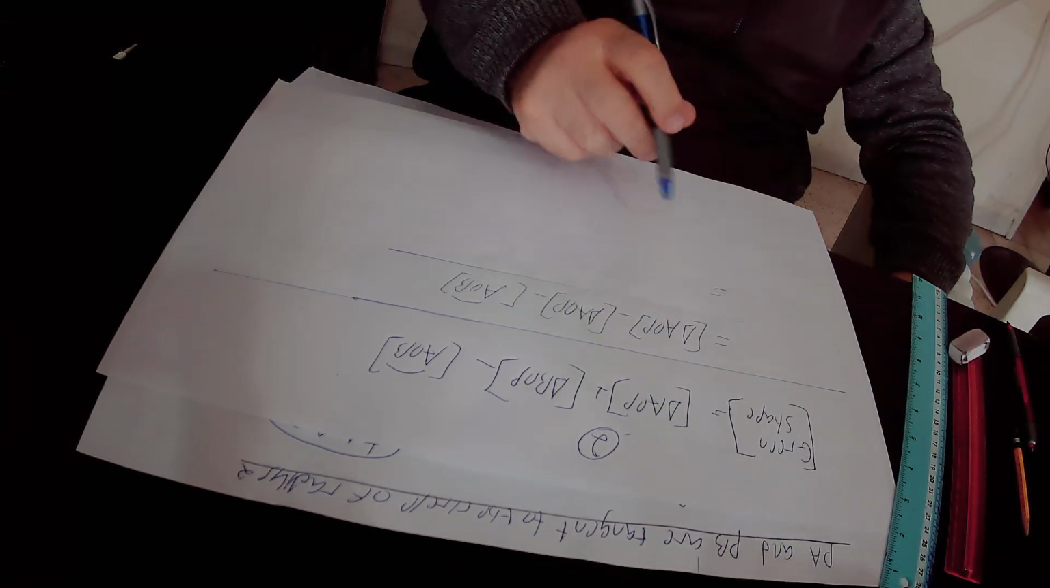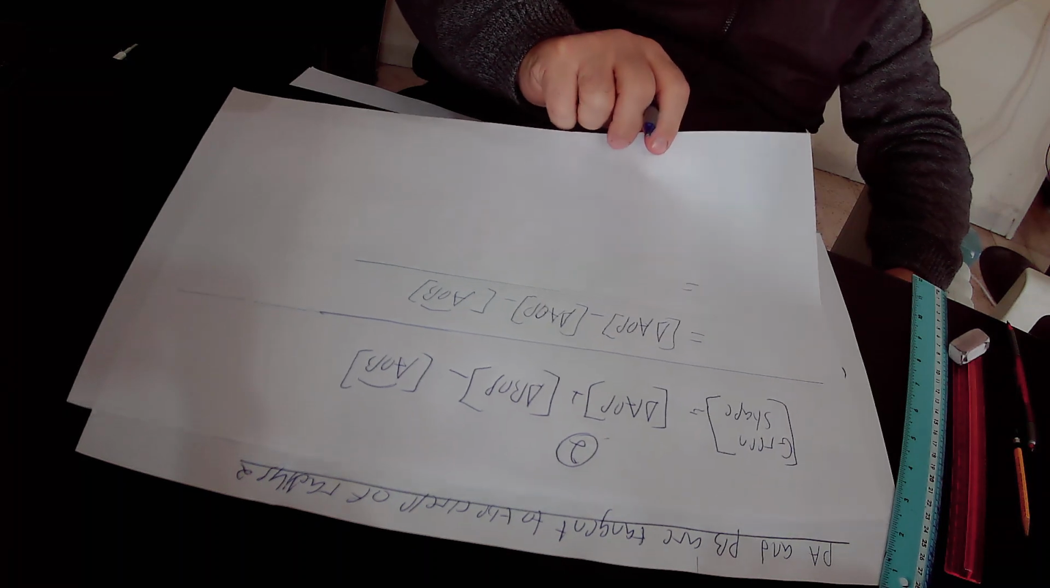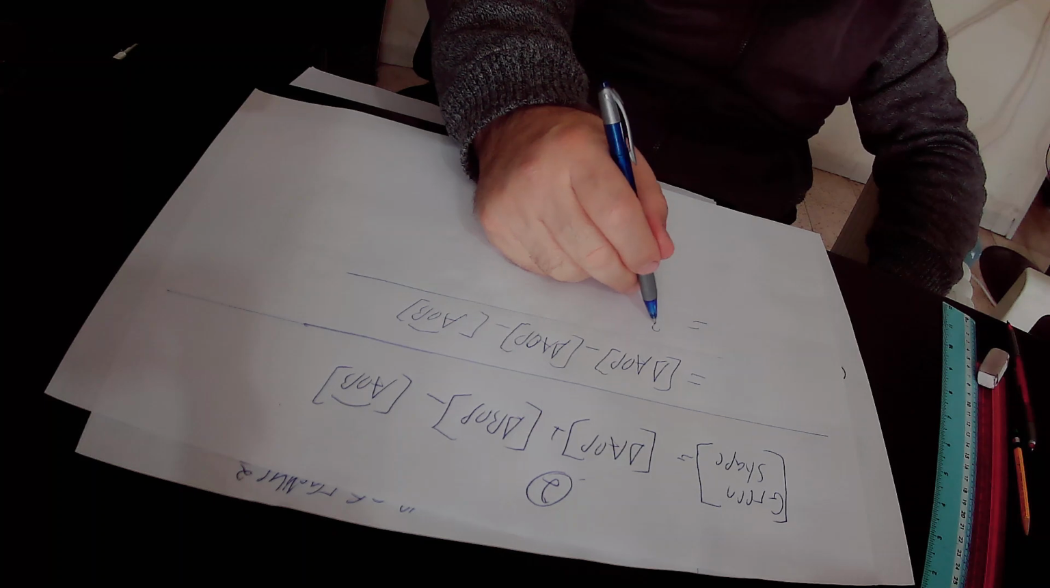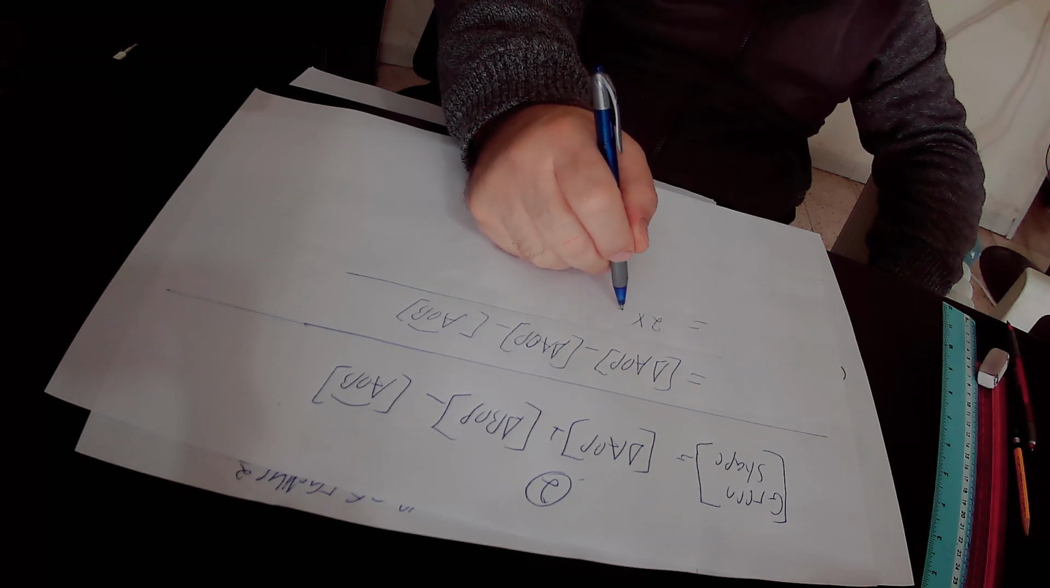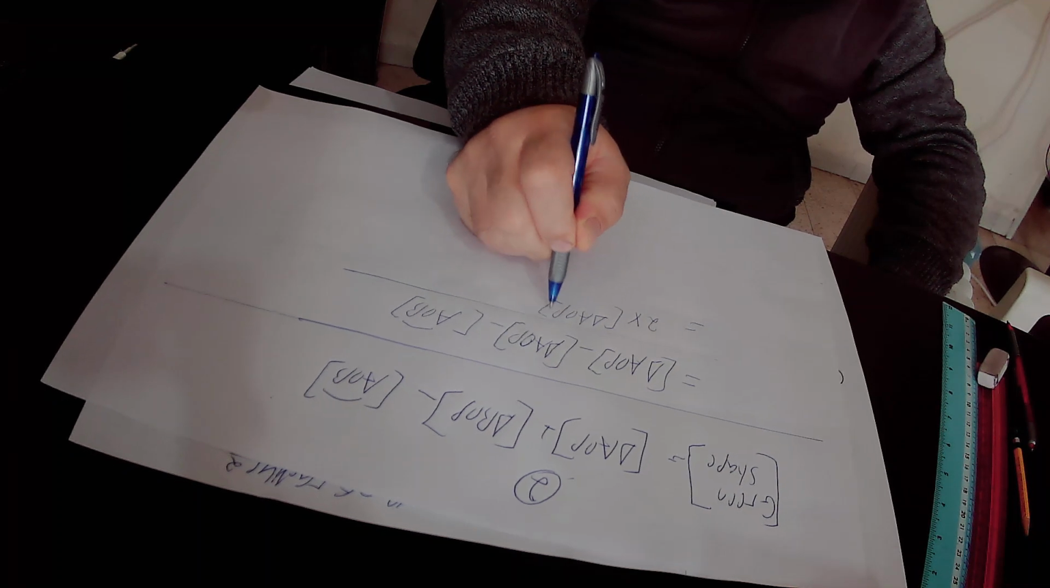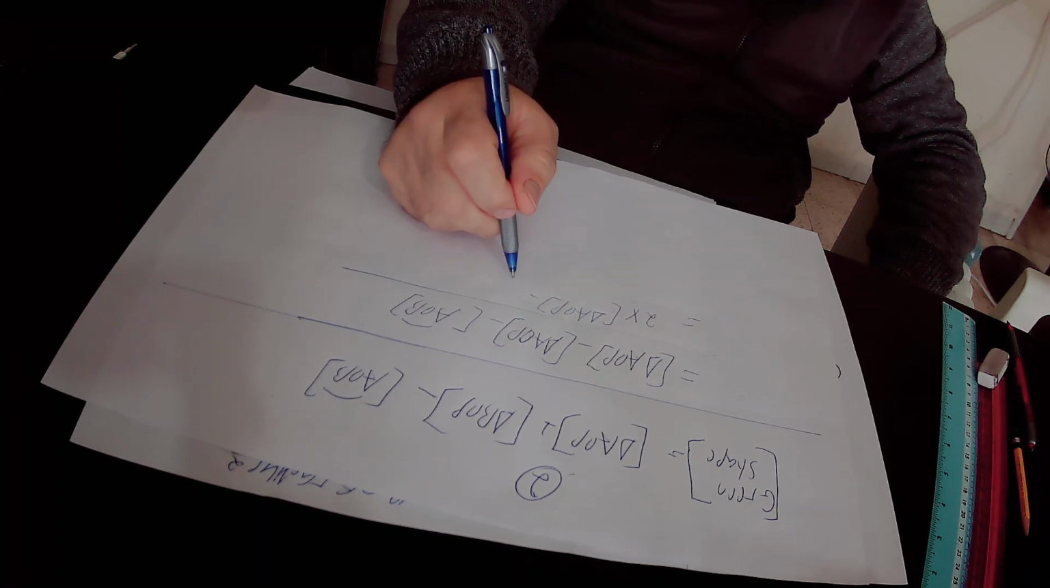The area of the upper right triangle AOP plus the area of the upper right triangle AOP is 2 times the area of the upper right triangle AOP, minus the area of sector AOB.